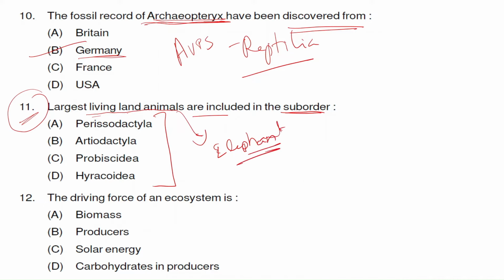Now look at the options. Now they can seem easier. Look, option number 3, that is Proboscidea. Option number 3, Proboscidea, will be the right answer.